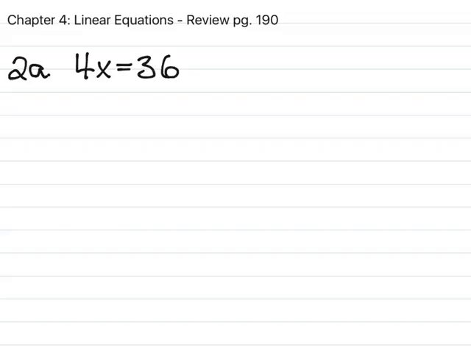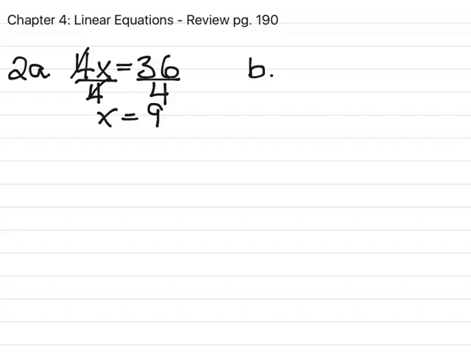Because we are multiplying x by 4 here, in order to undo it, we're going to have to divide both sides by 4. When you divide both sides by 4, the 4's cancel, so you end up with x, and 36 divided by 4 is 9, so you end up with x equals 9. If you were to list the steps, you'd be saying that you divided both sides by 4.